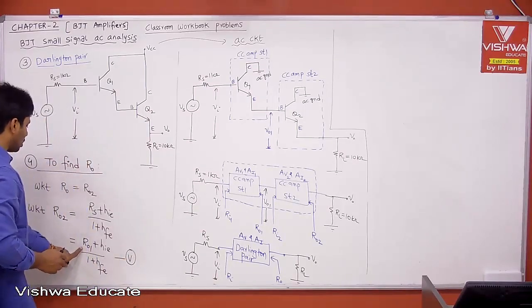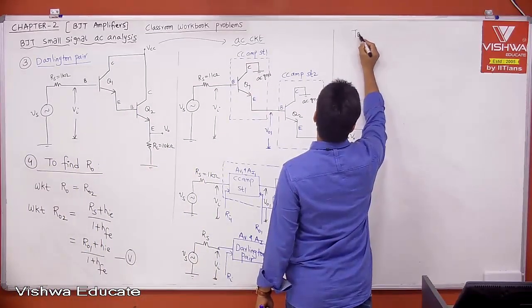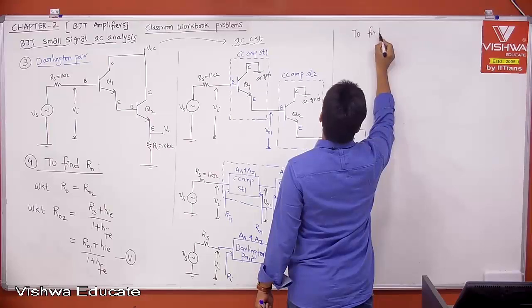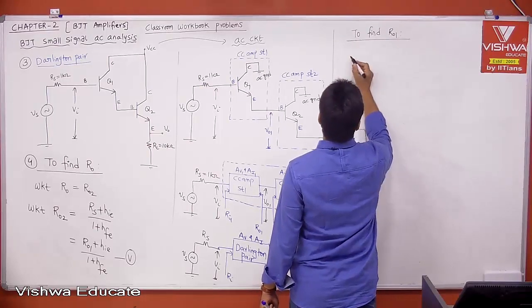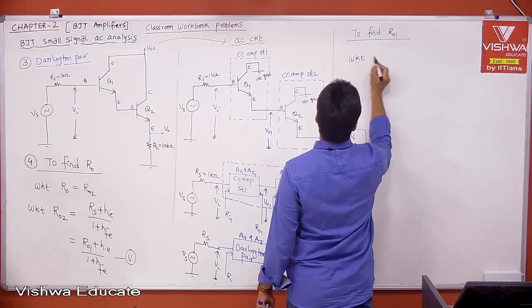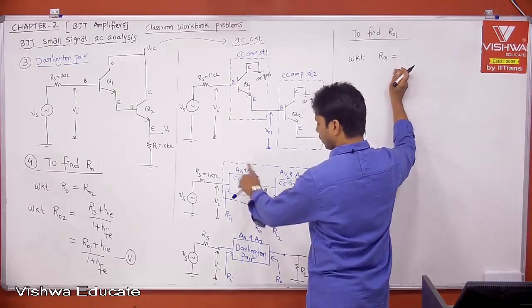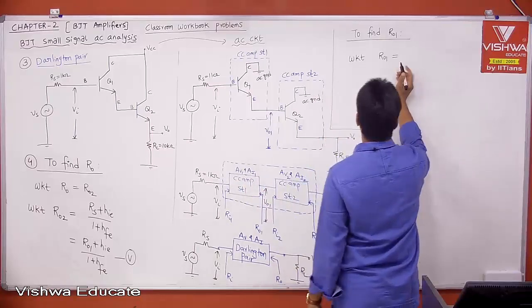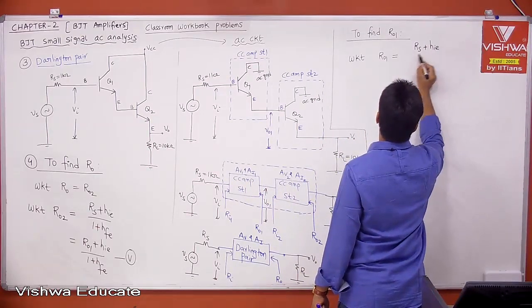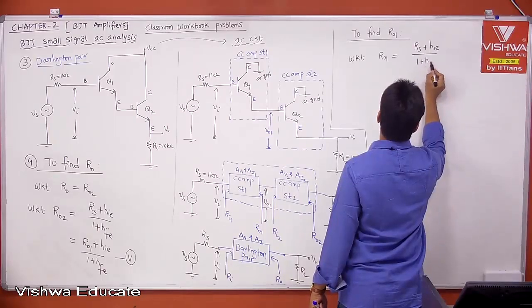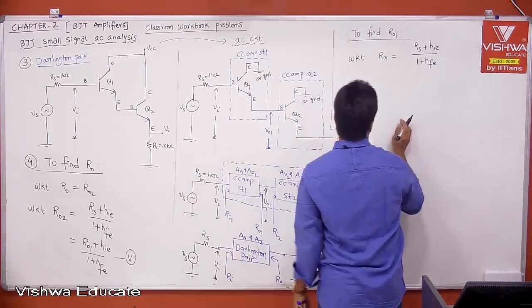If you know R01, problem is over. Therefore, to find R01, we know that R01 is nothing but the output impedance of the CC amplifier, but that is stage 1. Therefore, what is that? RS plus HIE divided by 1 plus HFE. What is RS? The actual source. Therefore, you can substitute.